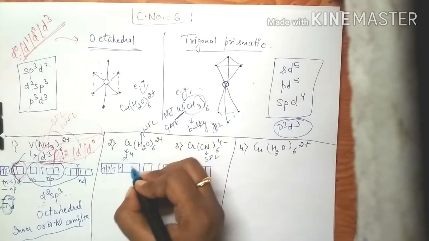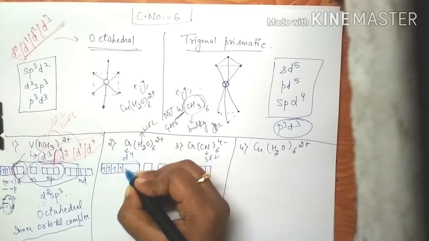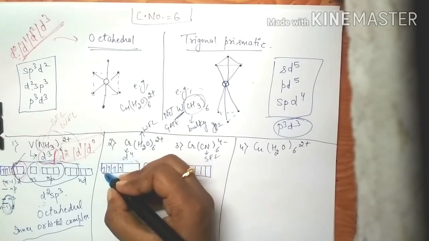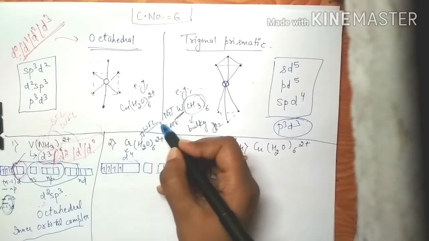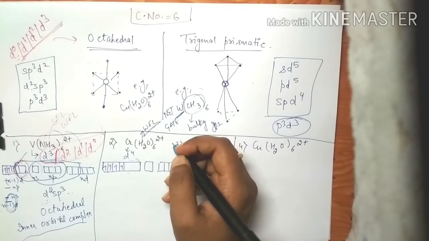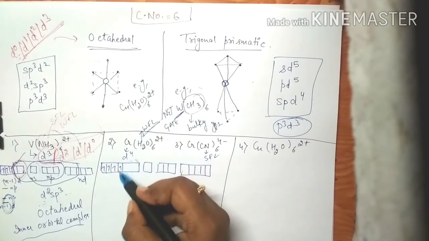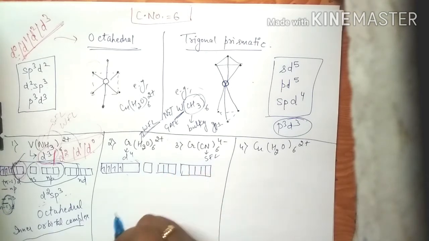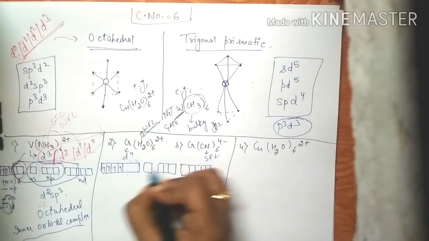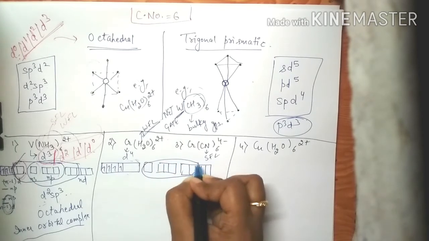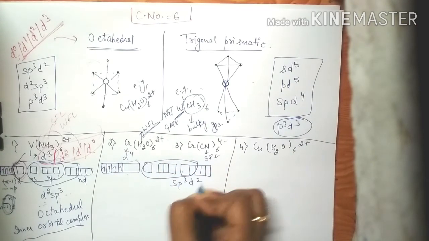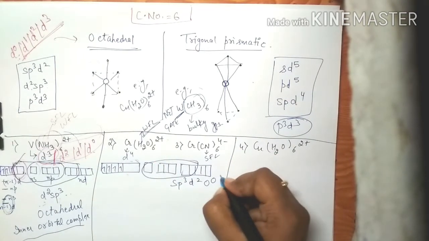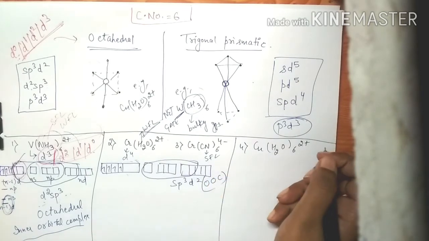So what happens, we have only one d orbital left and the other d orbital having one electron. This electron cannot be paired up because we have a weak field ligand which cannot cause pairing. So we cannot use this d orbital. We are left with only one d orbital, but we want 2 d orbitals. So we'll leave this one, and then we have sp3d2 hybridization in this case. So here the complex is an outer orbital complex because outer d orbitals are used.